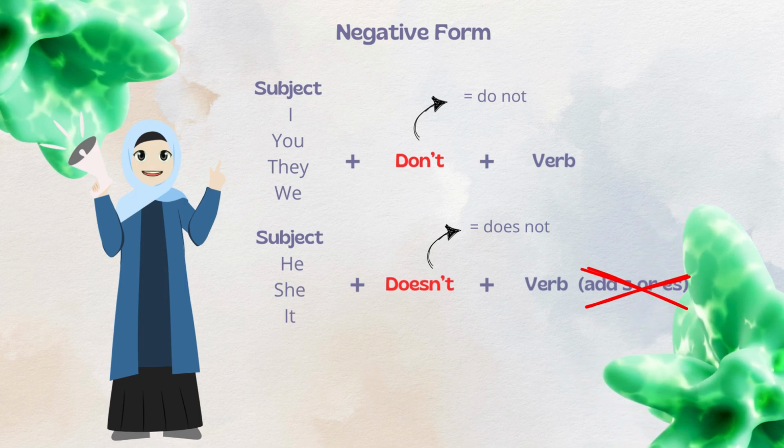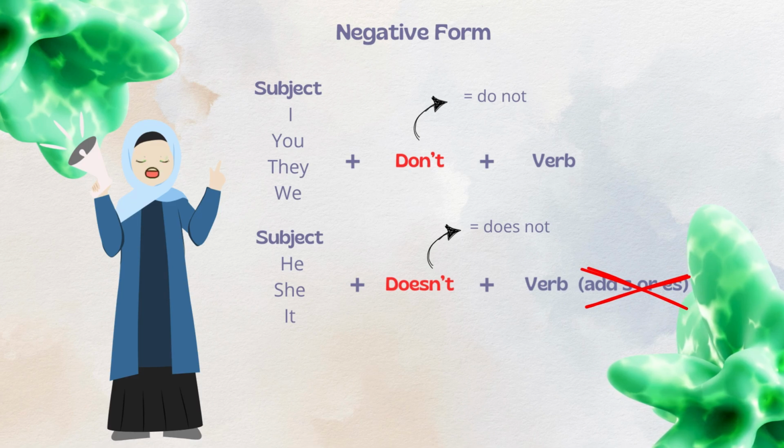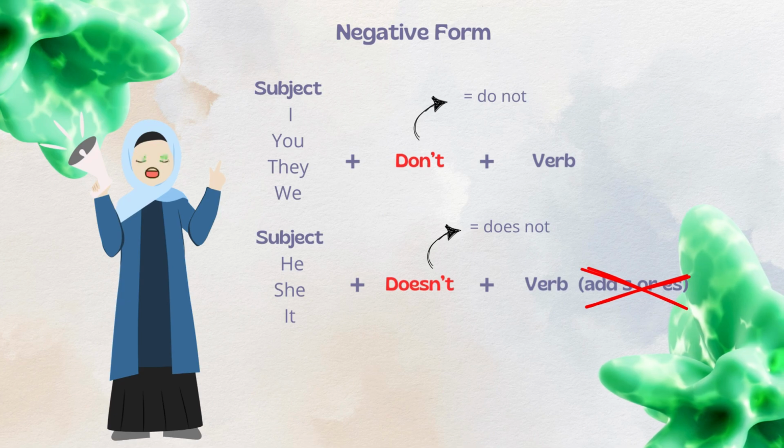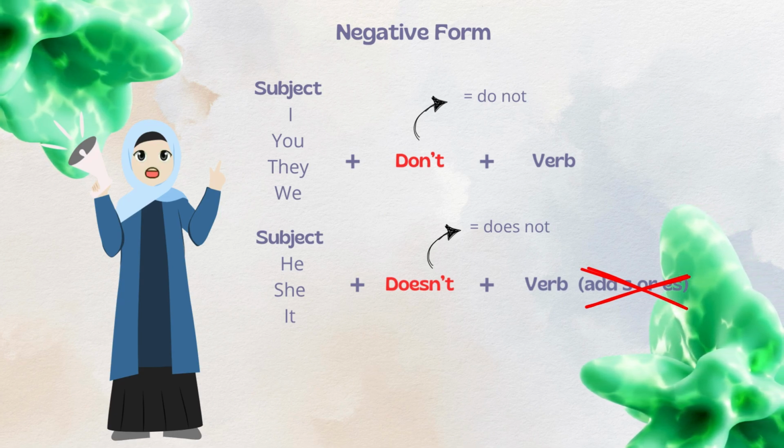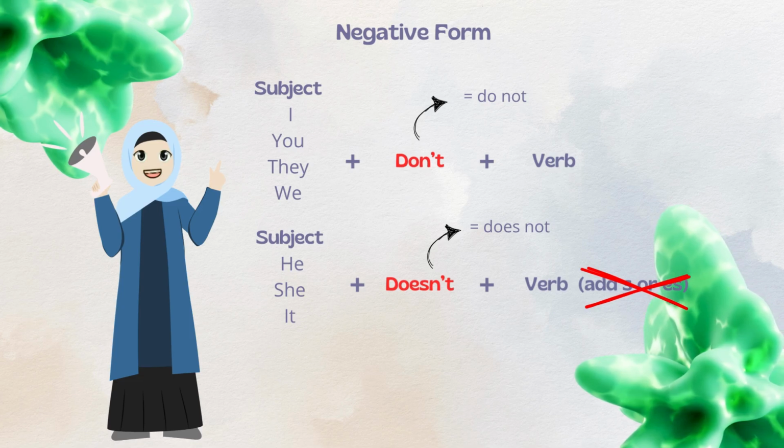In the second sentence, we use doesn't if the subject is he, she, or it. It's a little bit different. Instead of do not, use does not. And for the verbs, we don't add s or es to the end.